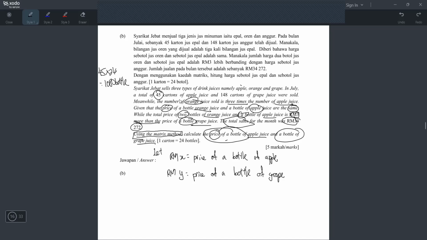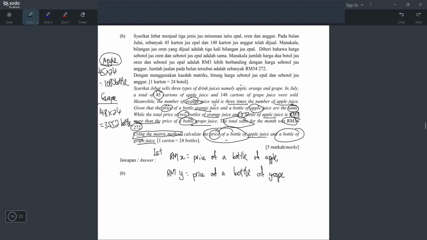But this is apple. So for apple, 1080 bottles are sold. And then 148 cartons of grape juice were sold, but this one is in carton. So for grape, how many bottles were sold? 148 cartons times 24 bottles. Let's press. You will get 3552 bottles of grape juice. Okay, now we see it.